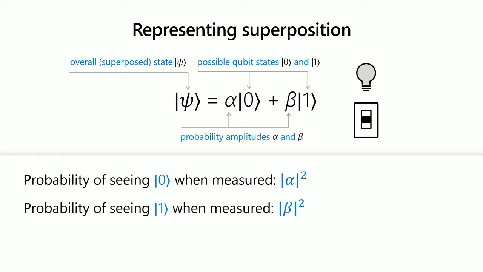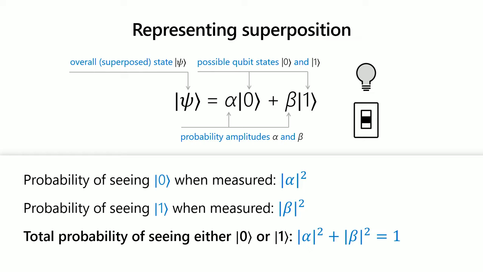Now, the true math behind this is those can be complex numbers, so they can be negative as well, and they can also be complex. And so when you square them, though, they end up becoming positive numbers of probability. And the total probability is always going to sum up to 1. So that is the core principle of quantum computing.